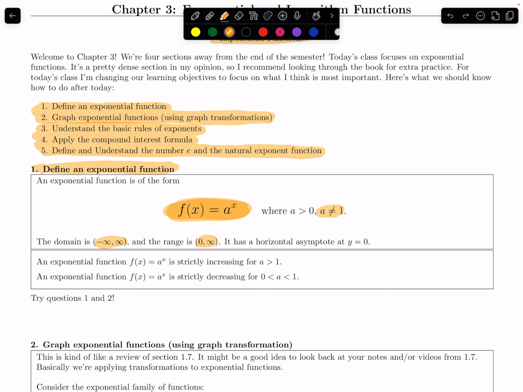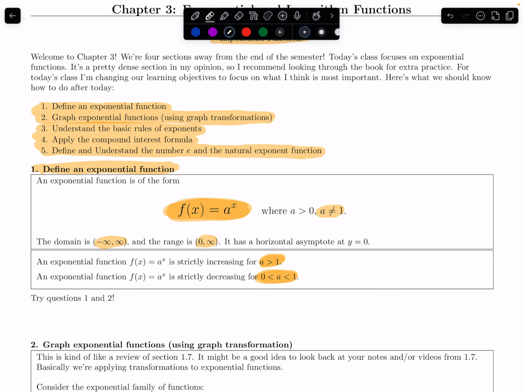Okay, other things to know about the shape of an exponential function. If a is bigger than 1, it's going to be strictly increasing, strictly getting bigger and bigger. And if a is less than 1 but still bigger than 0, then it's going to be strictly decreasing.